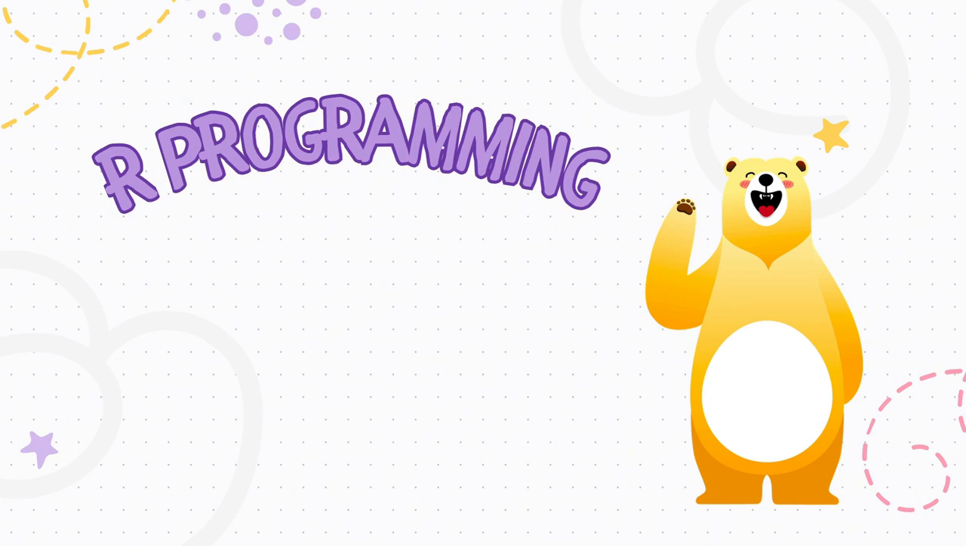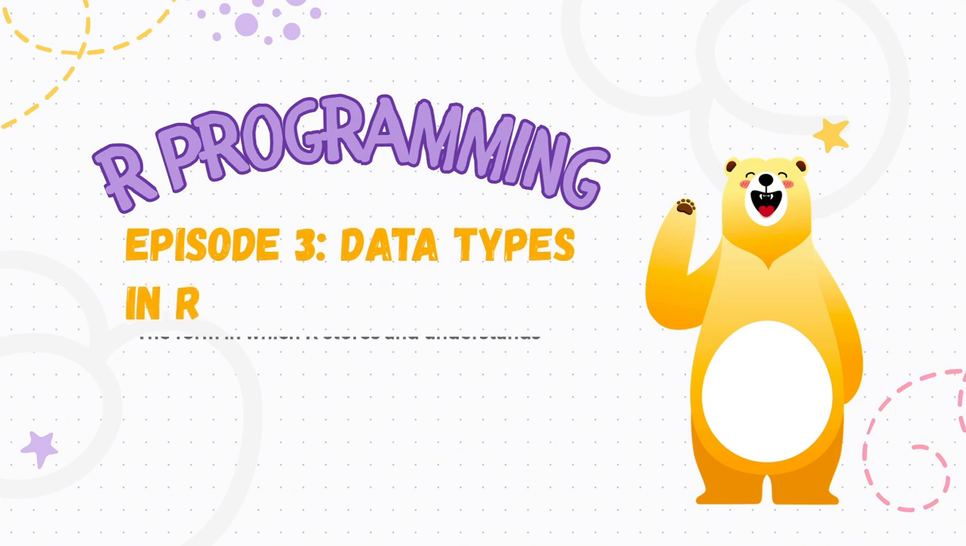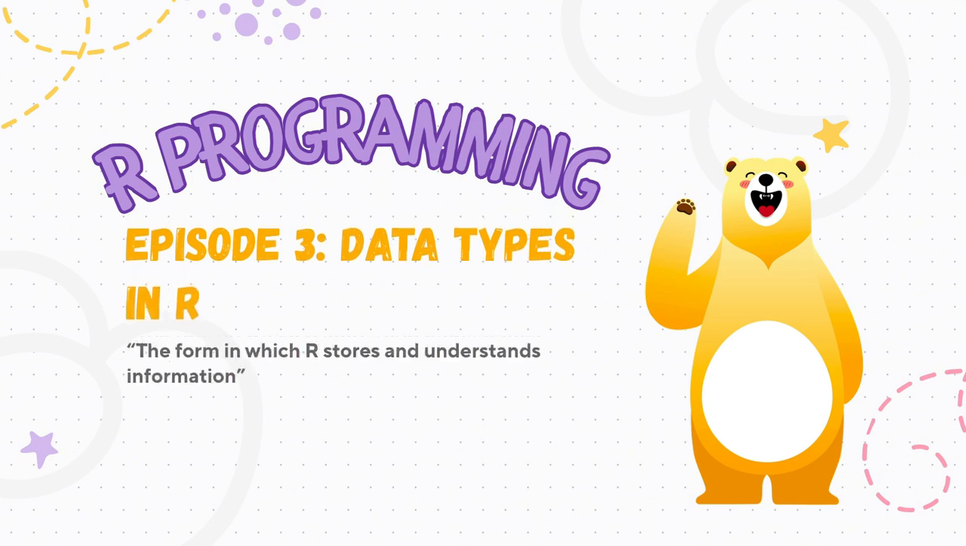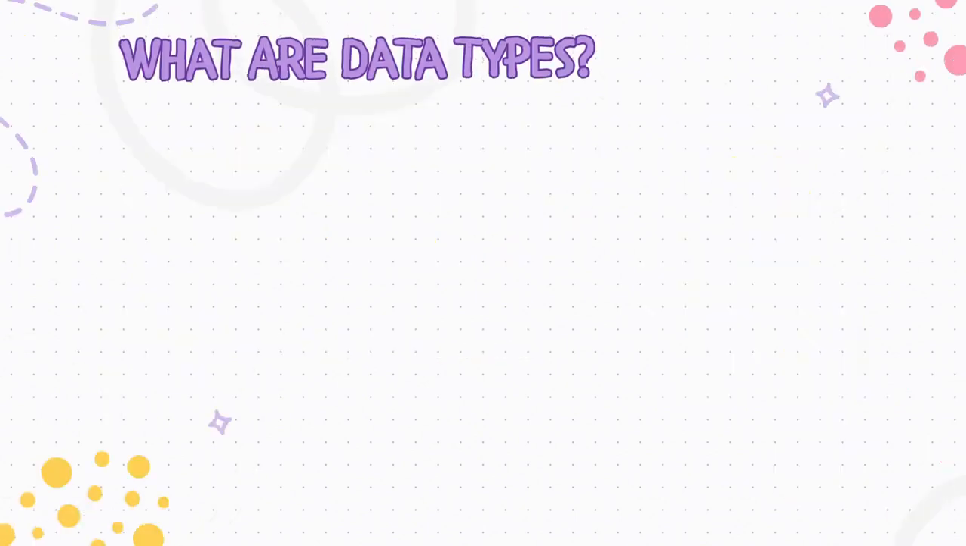Now, in the previous episode, we discussed what variables are and how basic operations work in R. And now that we know how variables and basic operations work, it's time to understand something even more fundamental. That is, data types, the form in which R stores and understands information. Different data behaves differently, and knowing the data type helps us work with it properly. Now, as the first topic for this video, let's discuss what data types are.